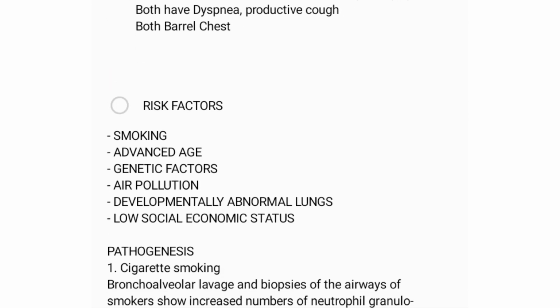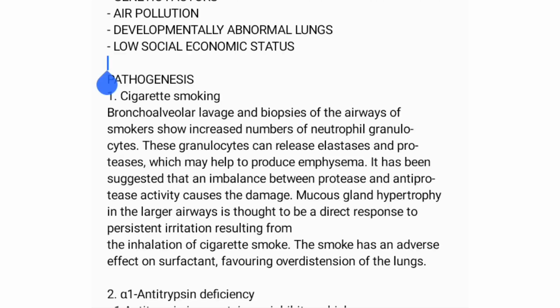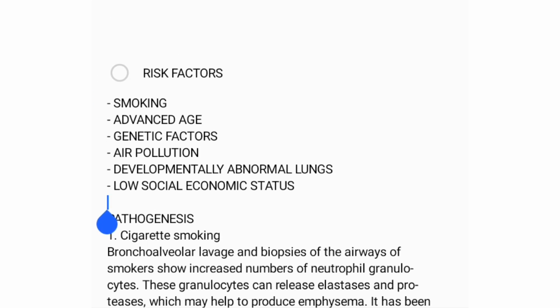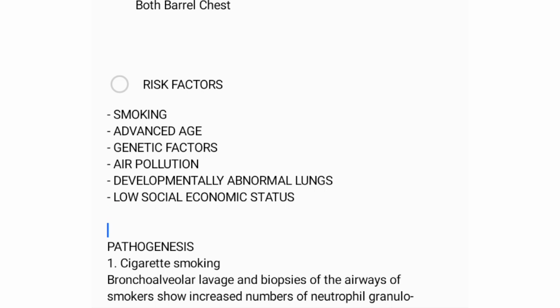Okay. Then in terms of risk factors, we can have smoking, advanced age, genetic factors, air pollution, developmentally abnormal lungs, and a low socio-economic status.